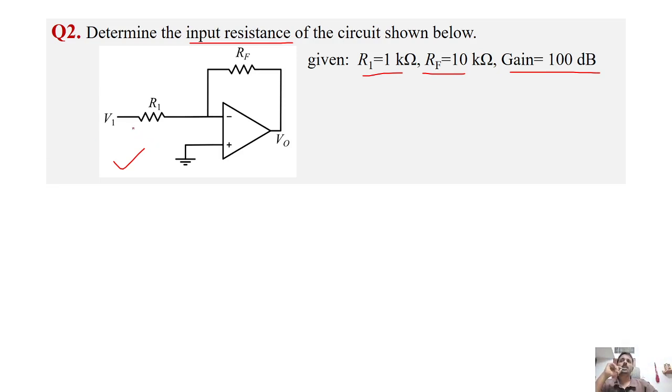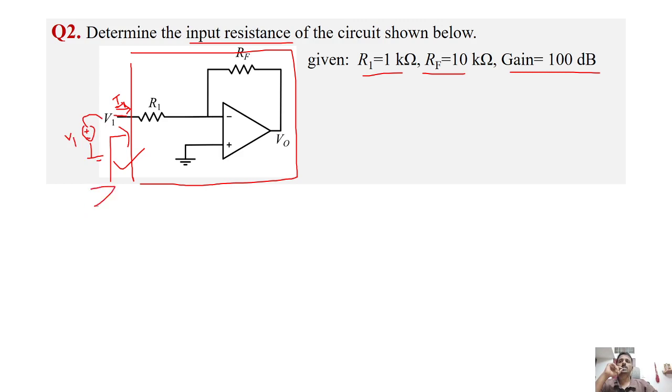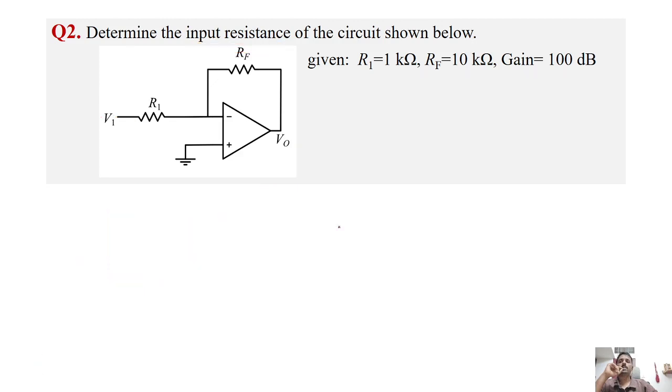Input resistance is, say for example, this is a circuit, and we have given an input voltage V1, and due to that the current will flow into the circuit through this source. Say the current I1 is the current flowing into the circuit through this voltage source. So what is the input resistance of this circuit? Input resistance Zin, or impedance Zin, is equal to the input voltage V1 by the input current I1. So that's what we are going to find.